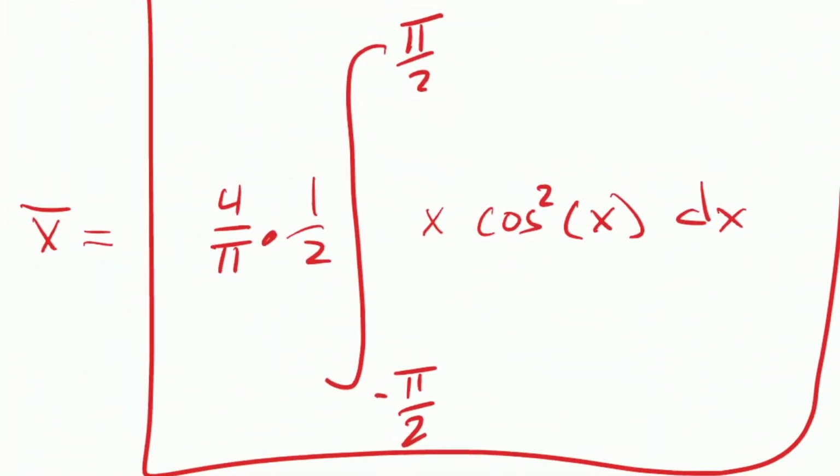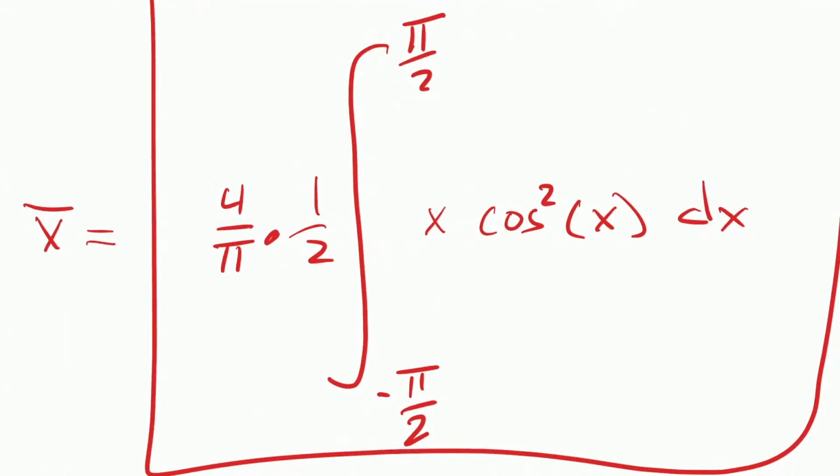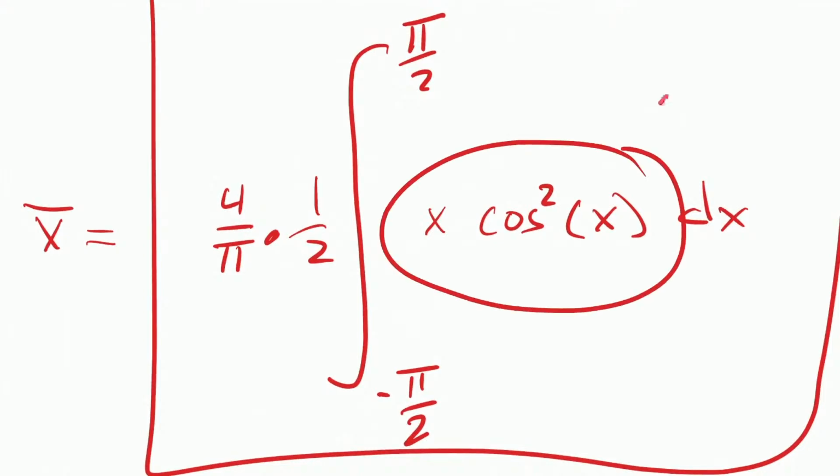Get that thumb out of the way. Ooh, yes, this is an odd function. How do I know it's odd? Well, cosine is an even function, and when you square it, it's for sure even. And you multiply it by x to the first, so you have odd times even, which is odd.